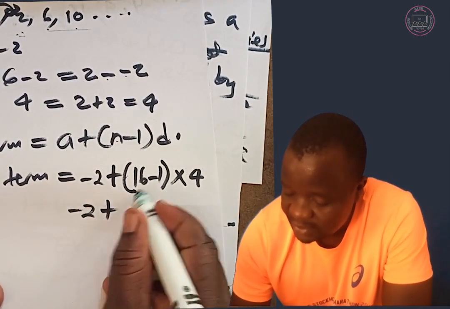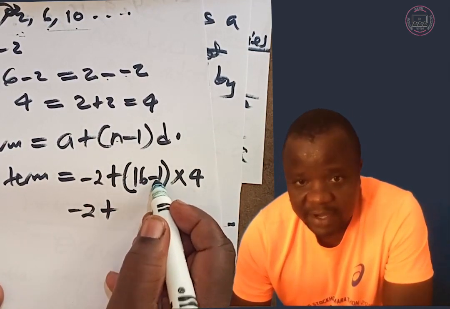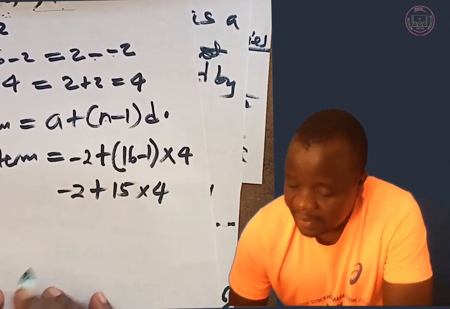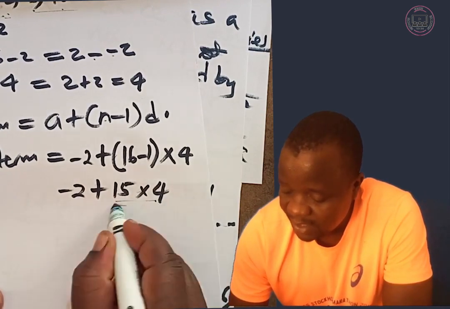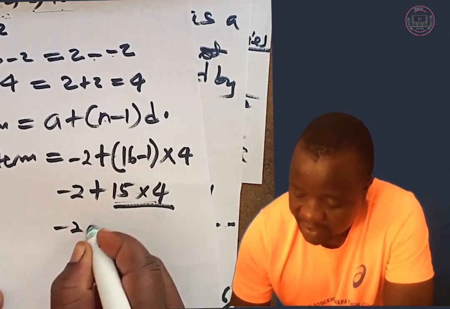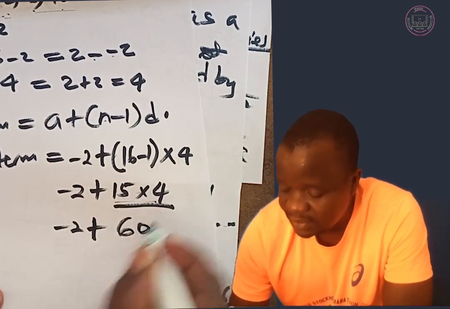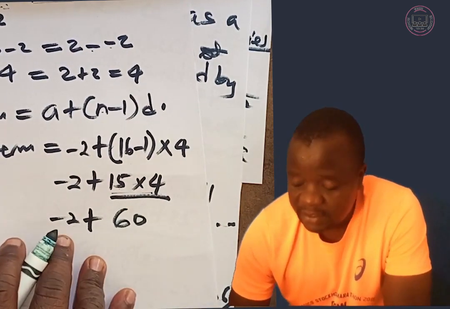Then what remains is simplification. 16 minus 1, what do we get? We get 15 multiplied by 4. Using BODMAS, you multiply here first. We have -2 plus, here we have what? 15 times 4, we get 60.